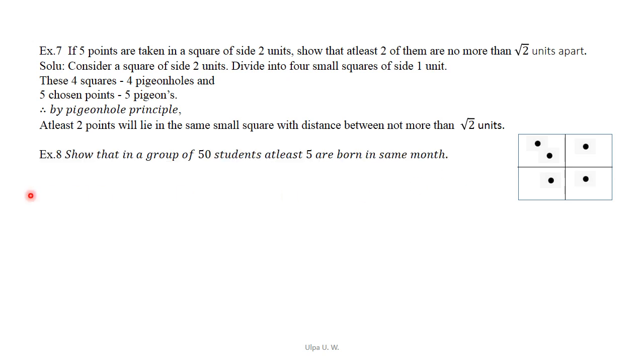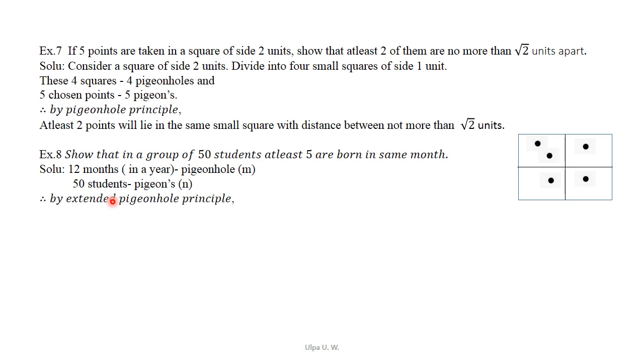Next example, show that in a group of 50 students, at least 5 are born in the same month. Now, for a calendar year, there are a total of 12 months, so I take those 12 months as the pigeonholes and the 50 students as the pigeons. Again, the number of pigeons is more than the number of pigeonholes. Therefore, by the extended pigeonhole principle, at least 1 month is going to have floor of (n minus 1) upon m, plus 1, that is floor of (50 minus 1) upon 12, plus 1, which turns out to be 4 plus 1, that is 5 students.